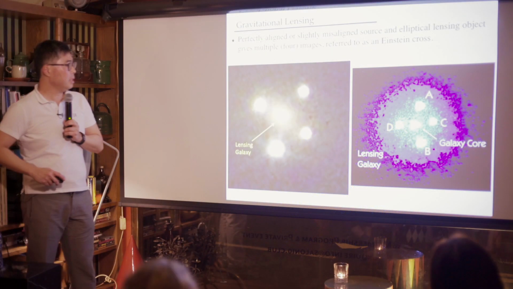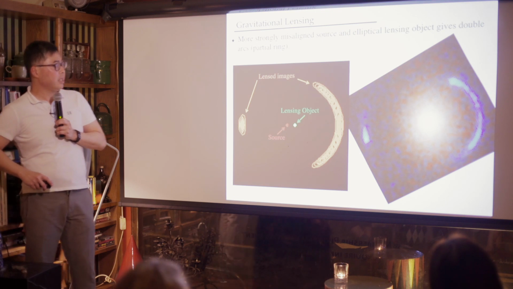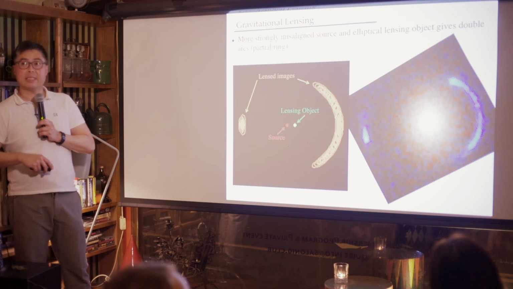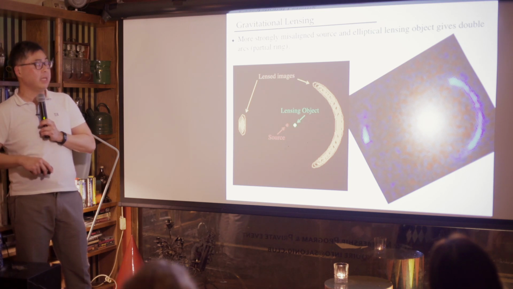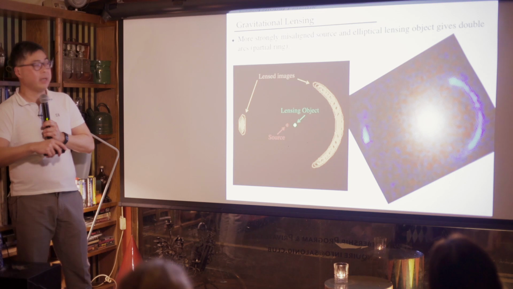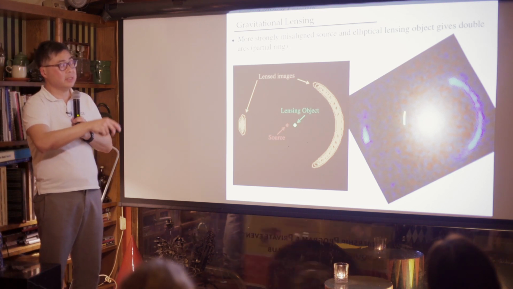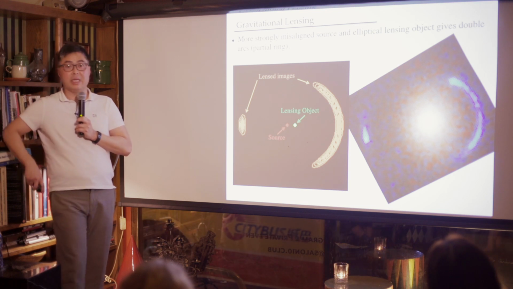Here's an example where the alignment is less perfect, and we have an elliptical lensing object. A big arc on one side and a small arc on the other side. And here's the intervening galaxy. You can see it's not a perfect circle. It looks like an elongated galaxy.